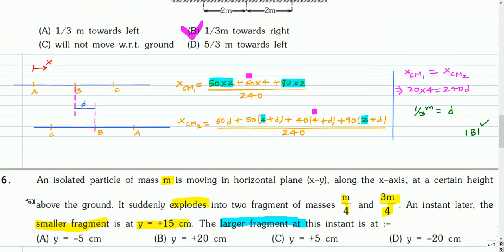This is the next question. An isolated particle of mass m is moving in a horizontal plane along x-axis at a certain height above the ground. It suddenly explodes into two fragments, m by 4 and 3 by 4 m. An instant later, the smaller fragment is at a distance y equal to plus 15 centimeter. The larger fragment at this instant is at. You can pause and attempt this question.